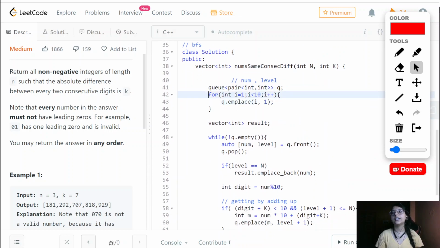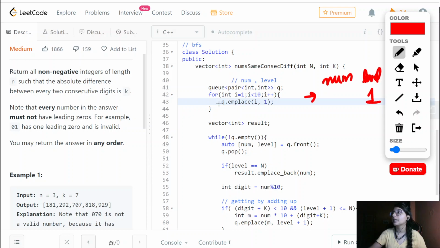Num and then level. And then here we are directly checking from 1 to 10, whatever numbers are there, we will be directly pushing them into our queue. Here, because this is at our level 1, we are doing things in this manner. We are starting from level 1, meaning our num will start from single digits and our level will be 1. We are starting from the start-most level. Earlier we were going from 3 to 1, now we are going 1, 2, 3. So that's the thing which we are doing here.